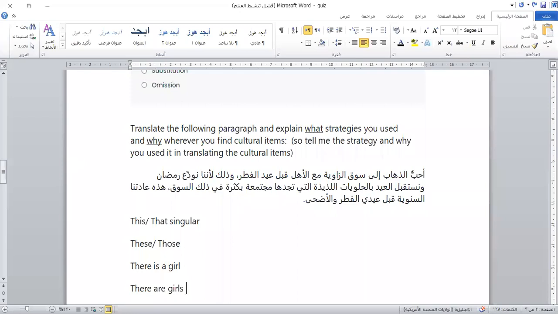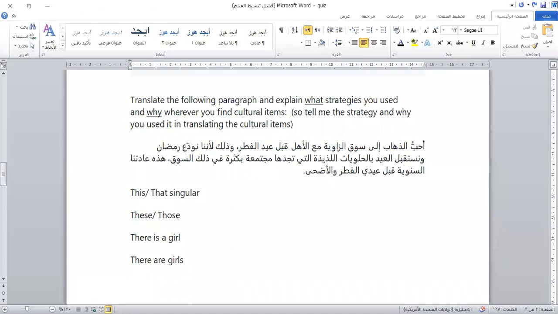Another thing: you cannot repeat the object if it's already mentioned before. I can't remember any example now. Remind me to send you an example.